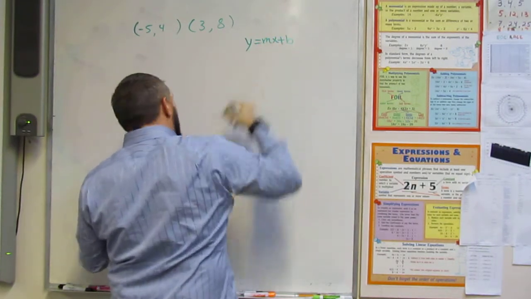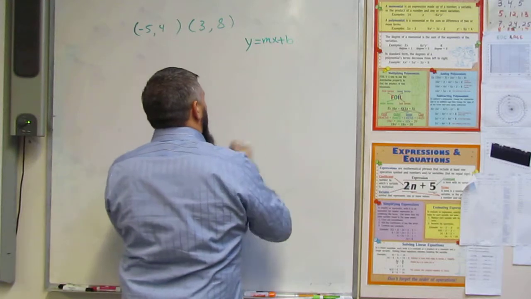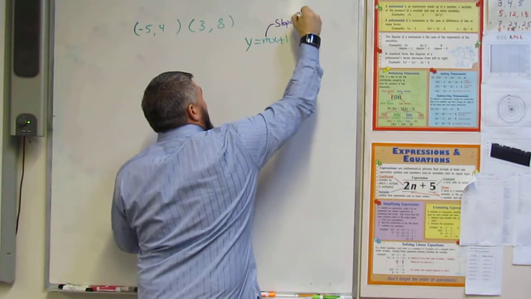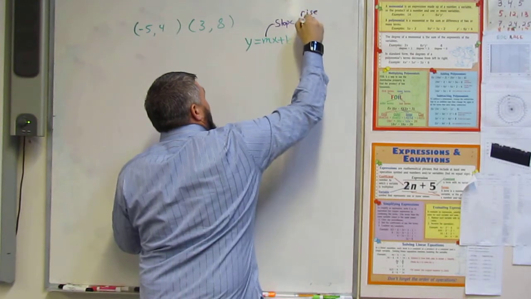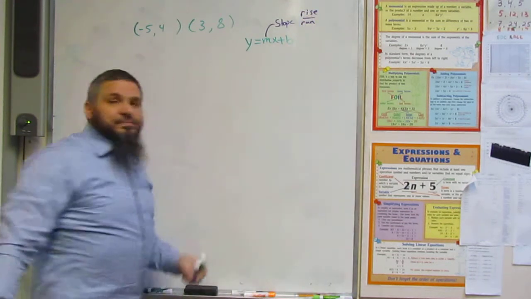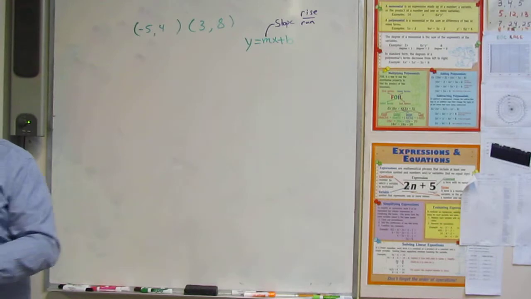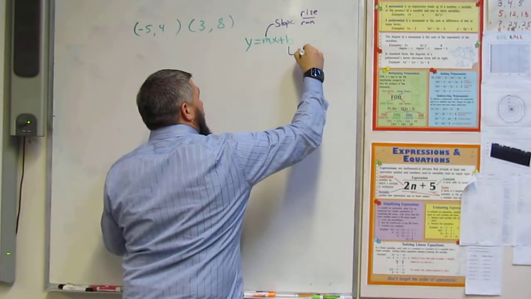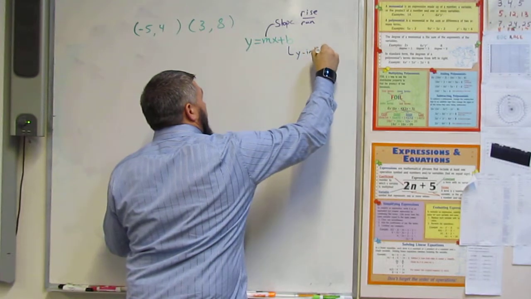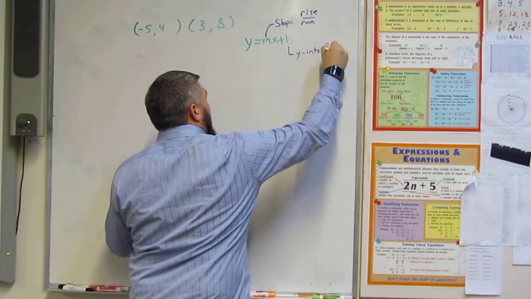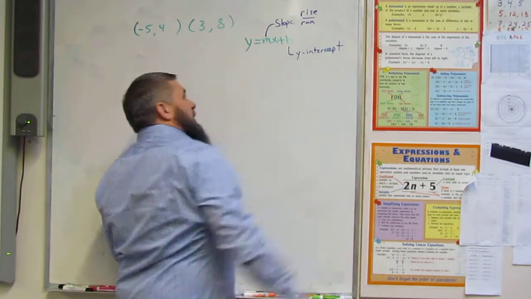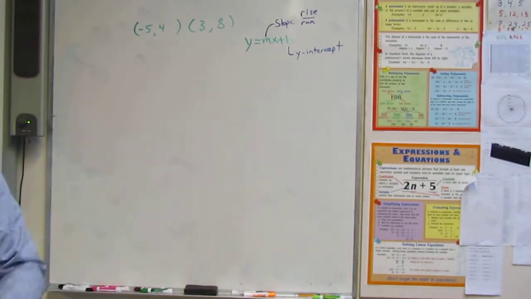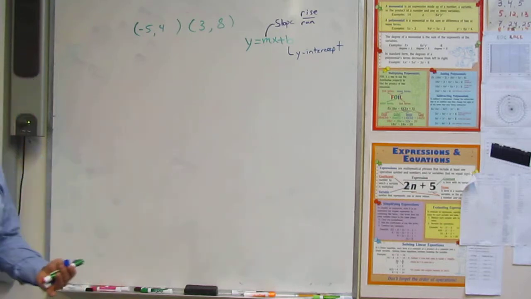What is m? The slope. We call that rise over run a lot of times, right? Okay? And what is b? The point where x is 0. It's the point when x is 0. It's when it crosses the y-axis. It's called the y-intercept.